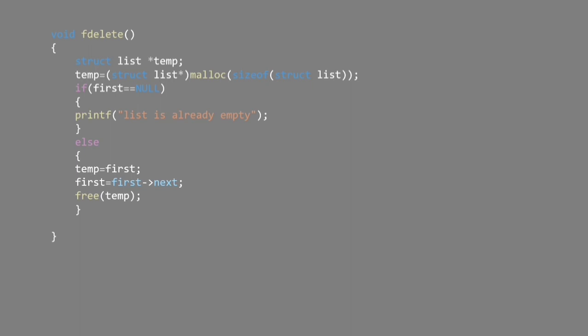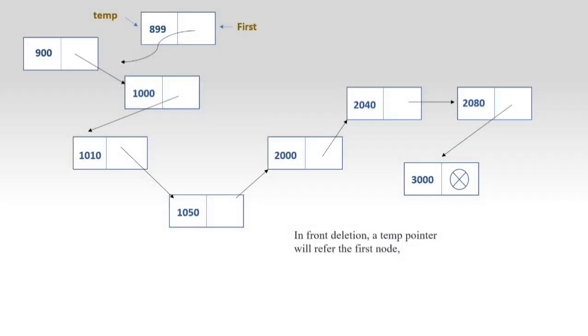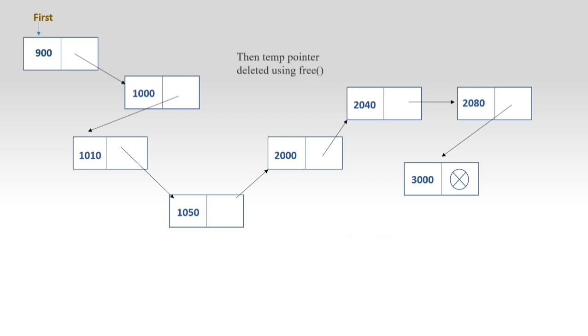What will happen is the first node and temp node are both the same, and we will make temp and first both start referencing the same node. Then first will start referencing the second node, and temp will still be referencing the previous node. Now we will use the free method so that temp is erased. Now the linked list has undergone front deletion.